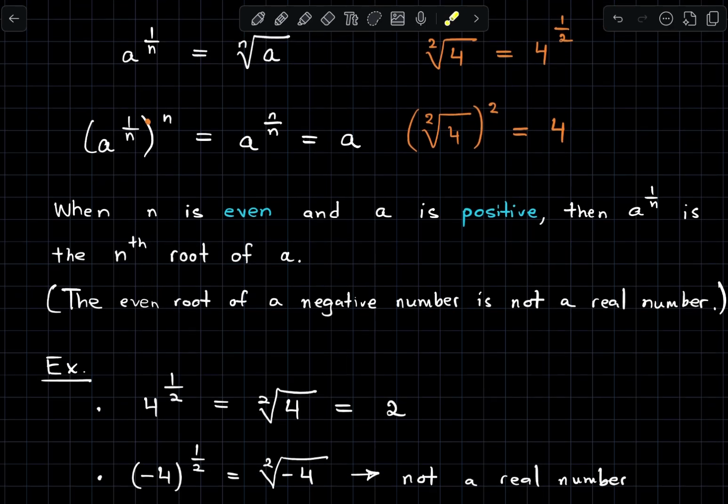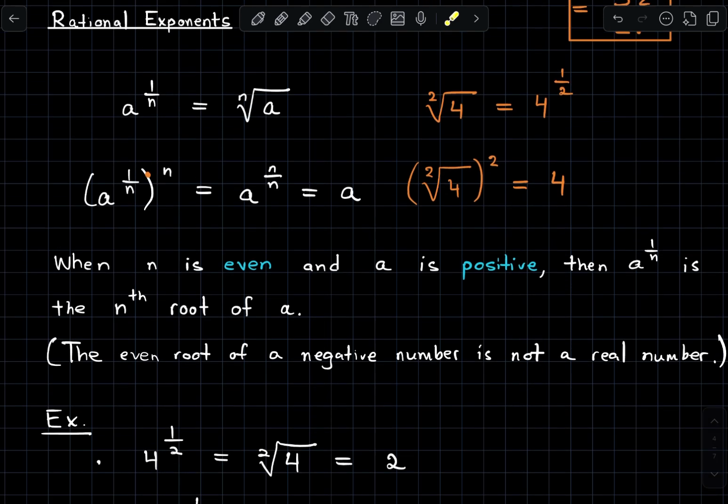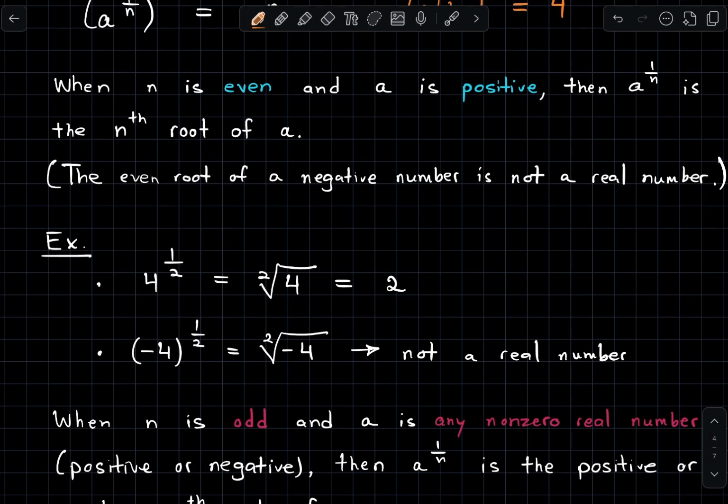Now there's a couple of rules that apply with this. So when n is even, so it's an even power, right, in that fraction, and a is a positive value, then it means that a to the 1 over n is the nth root of a, just like we said here, right? So this is 4 raised to the 1/2 power is just the square root of 4, right? If you had 4 raised to the, say, 1/4 power, then this would be the 4th root of 4, right? Okay. Right, so this is important. So n has to be even, a has to be positive.